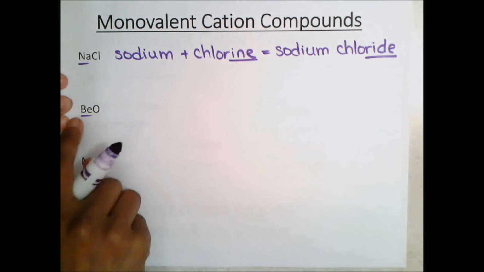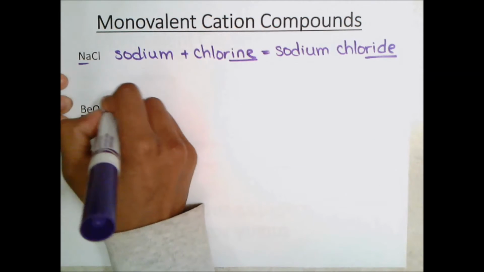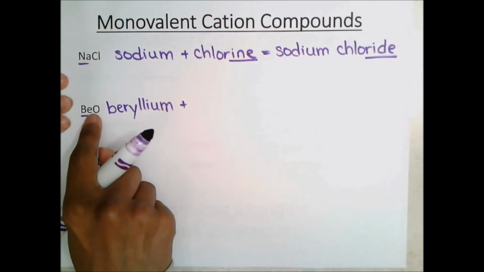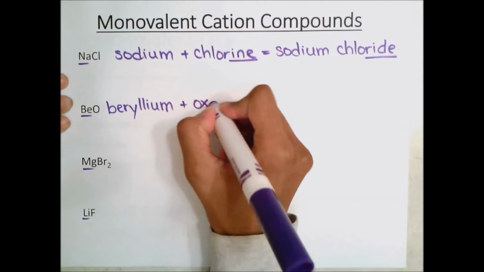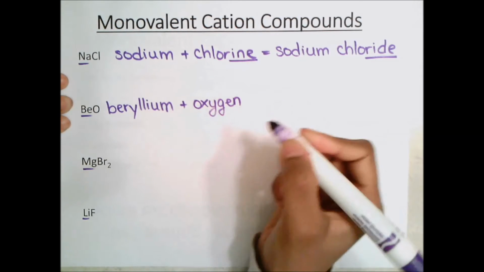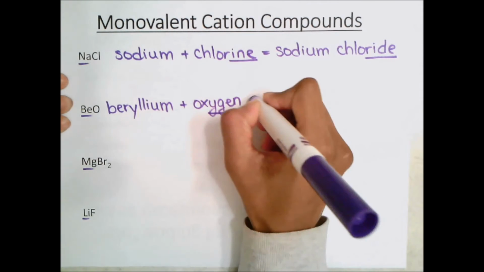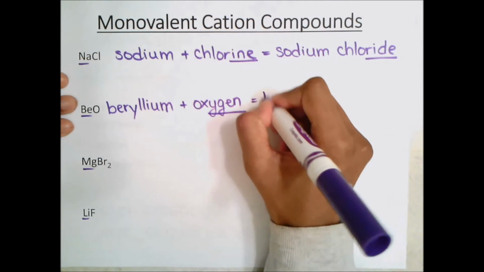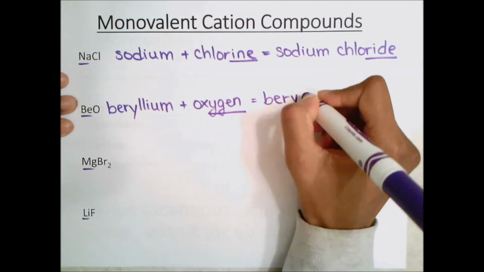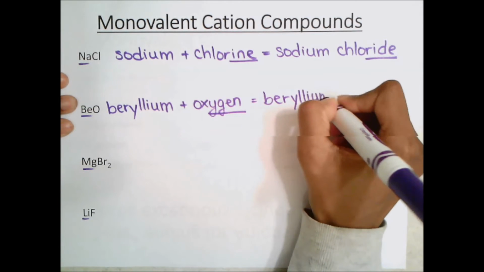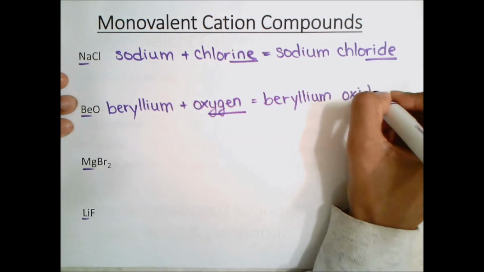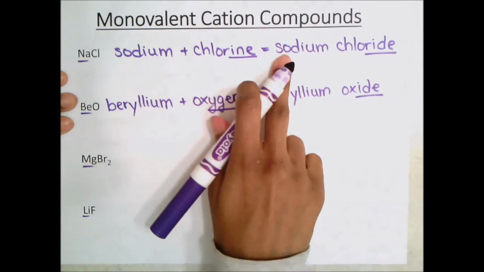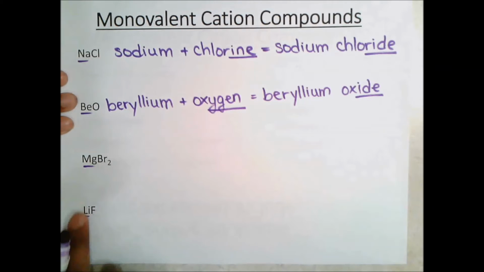Looking at example number 2. You have beryllium and you have oxygen as your non-metal. So we're going to change the oxygen. If you remember correctly on the previous slide, it's oxide. So this one is going to be called beryllium oxide. Notice our metals are staying the same. We're not changing the metal names.